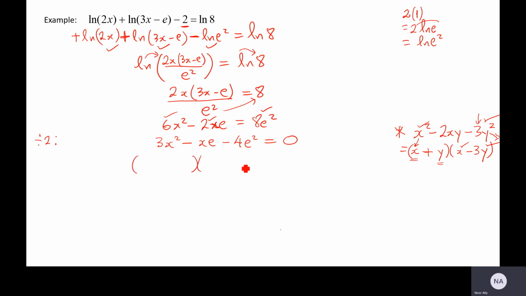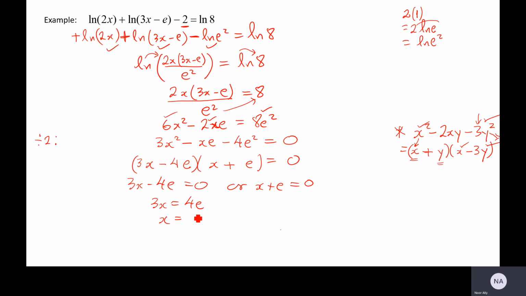So I'm going to do likewise over here. It will be an x and what? That's right. It will be x and e. And then find the factors. It will be 3x minus 4e and x plus e. Therefore, 3x minus 4e is equal to 0, or x plus e is equal to 0. In this case, I'm going to have x in terms of e. So x will be equal to 4 over 3 e. x will be equal to minus e.